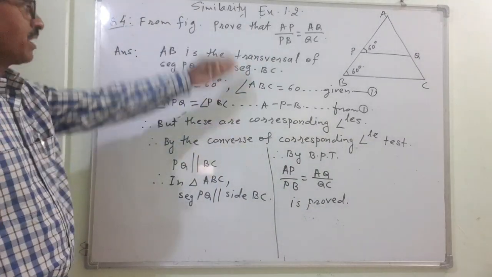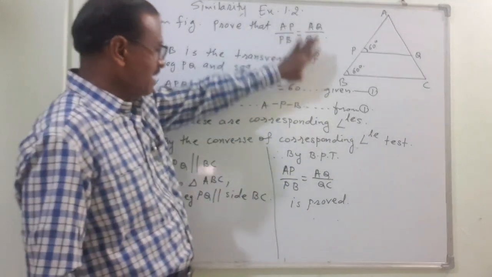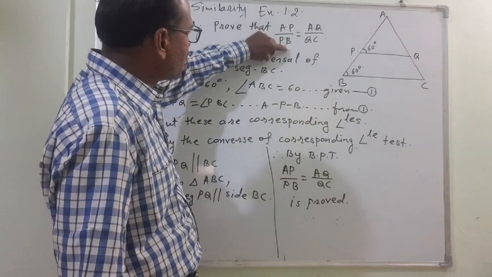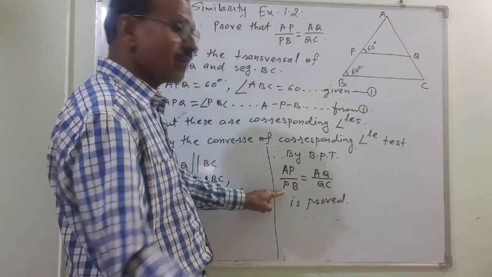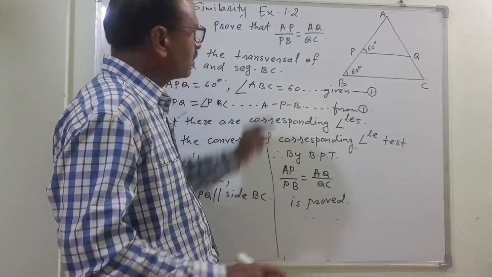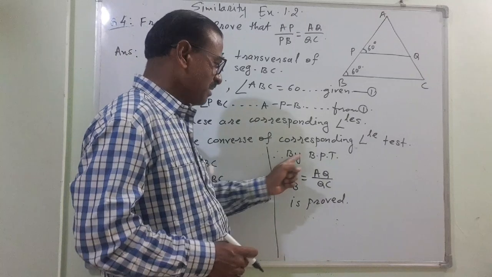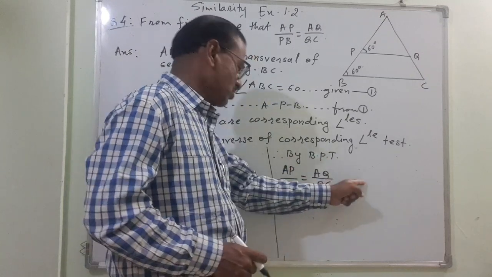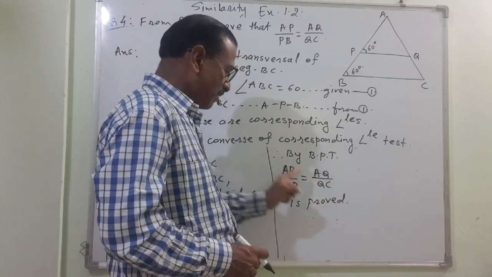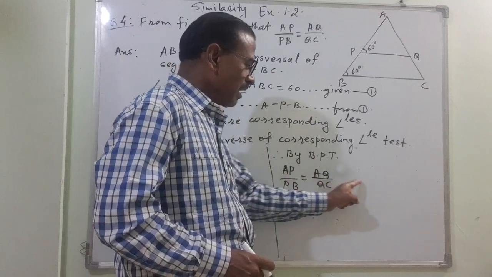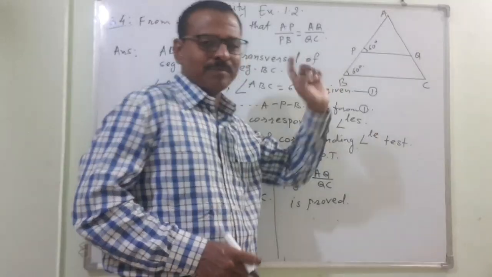See that? What they wanted, we have written in the same way. If this is BP, then here also I will write BP, not PB. So accordingly I have to write. So this reason, by BPT, you can write here also. Therefore, AP upon PB is equal to AQ upon QC, and here you will write by BPT.